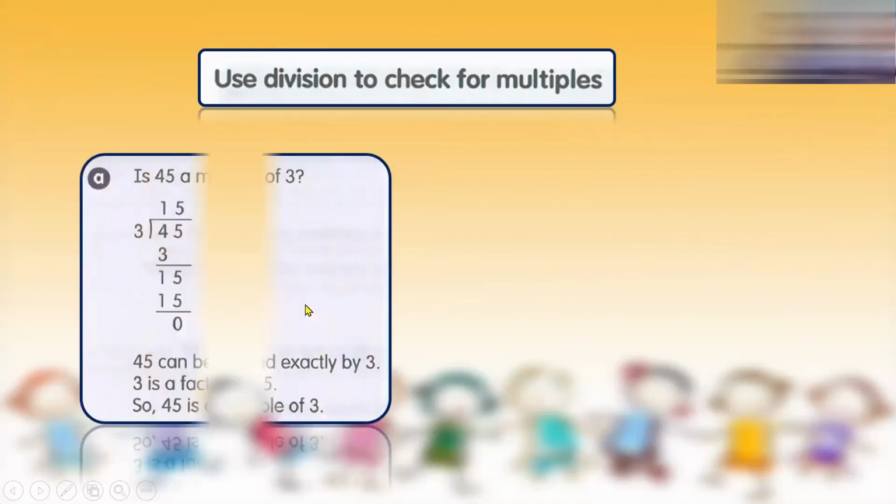Let us continue. Use division to check for multiples. How will you do that? For example, is 45 a multiple of 3? To identify if this number is a multiple of 3, you just have to divide. 45 divided by 3 is equal to 15, and it is exact. There is no remainder. If it is exact, it means that 45 is a multiple of 3. Understood?